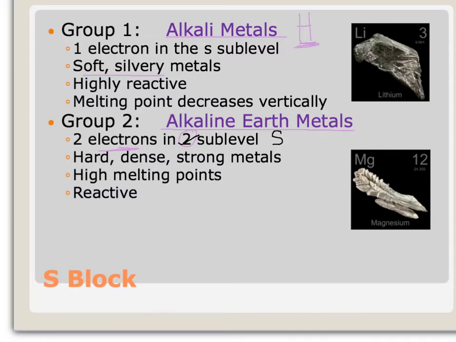So their electron configuration would be things like 1s2 or 2s2, etc., downward and downward. They are all hard, dense, very strong metals. They're also quite shiny in many cases. You can see between lithium and magnesium, you've got some good luster happening there. They have higher melting points, and they are very reactive, although not as reactive as the group 1 metals.